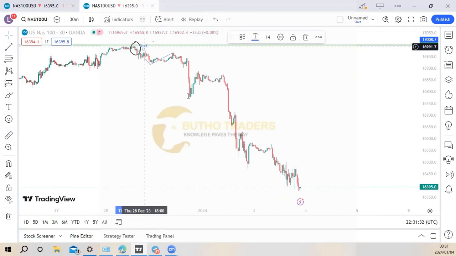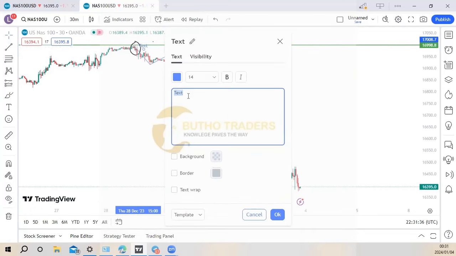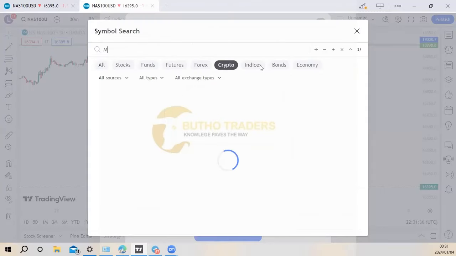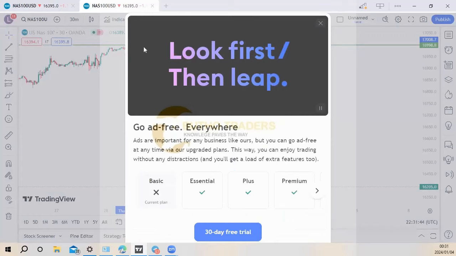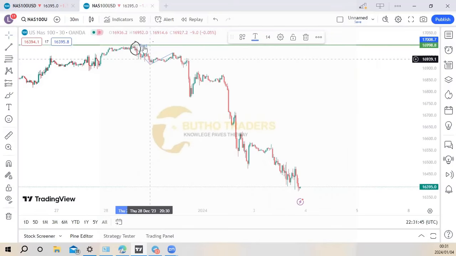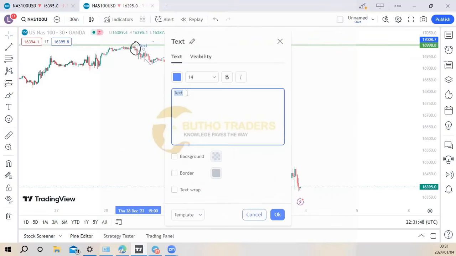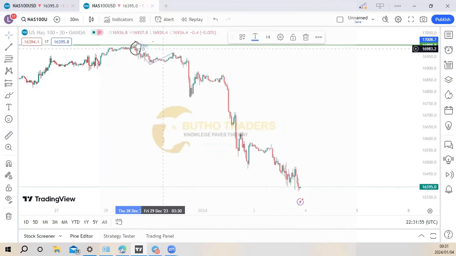Put text there: major swing high. I said you should right there. MSH, that one becomes our major swing high. Like I said, as you can see, I have highlighted it as a major swing high.